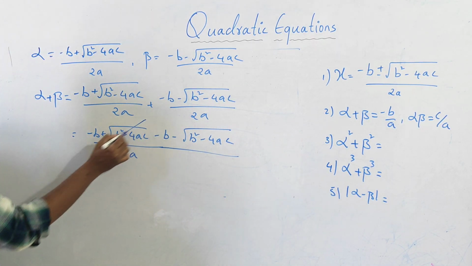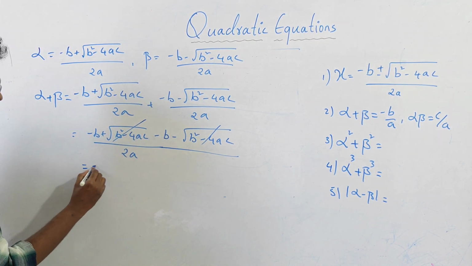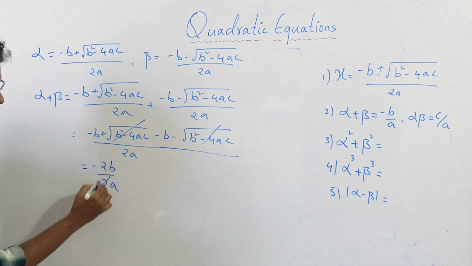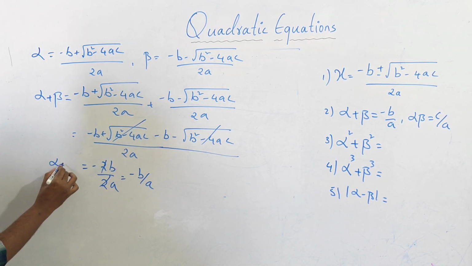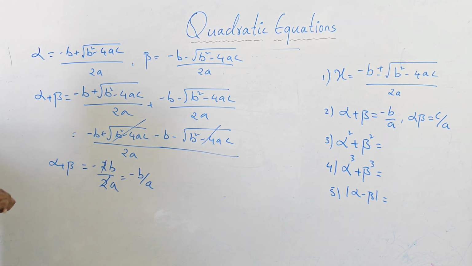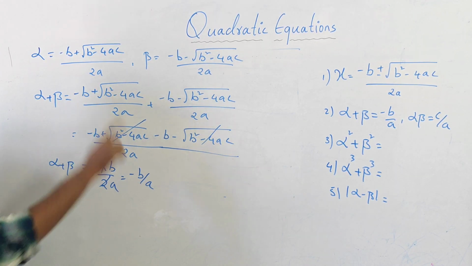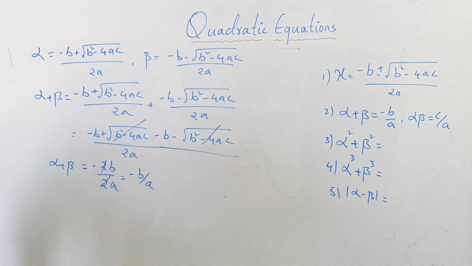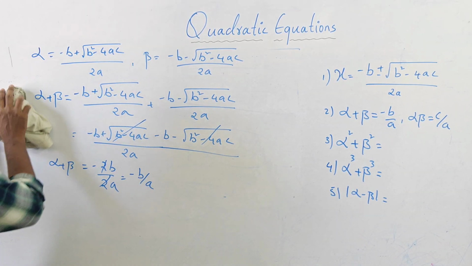See here, this plus term and this minus term get cancelled. Minus b minus b is nothing but minus 2b divided by 2a. The 2 gets cancelled, we get minus b by a. Therefore, the sum of the roots is always equal to negative of b by a. So we always write alpha plus beta is equal to minus b by a only. Understood? Now let us see c by a.